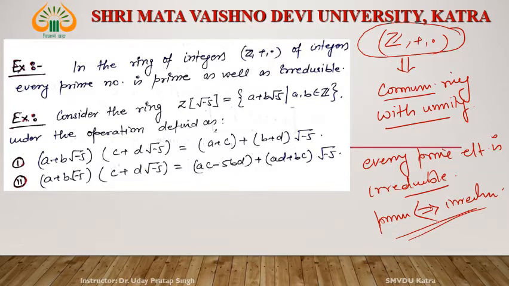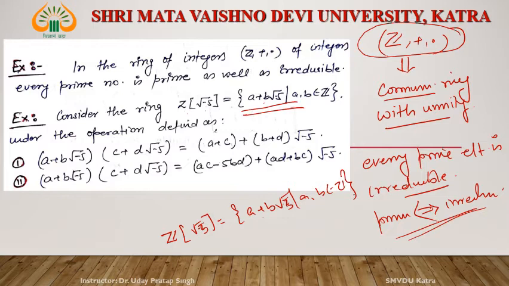Z square root of minus 5. What is an element of this? a plus b square root of minus 5. We already discussed Z root 2, whose elements are a plus b root 2, with a, b belonging to Z. Similarly, here the elements are a plus b square root of minus 5. Now every element of this is of this form.